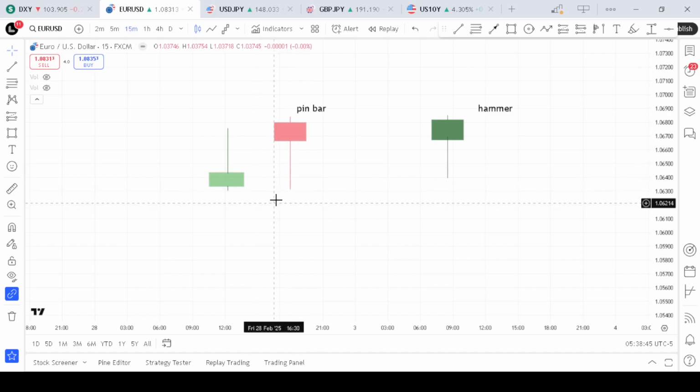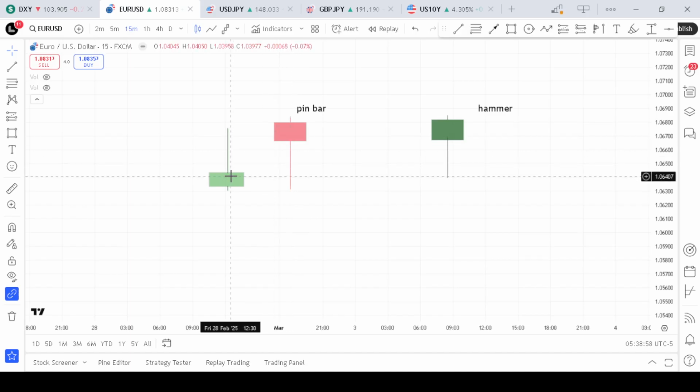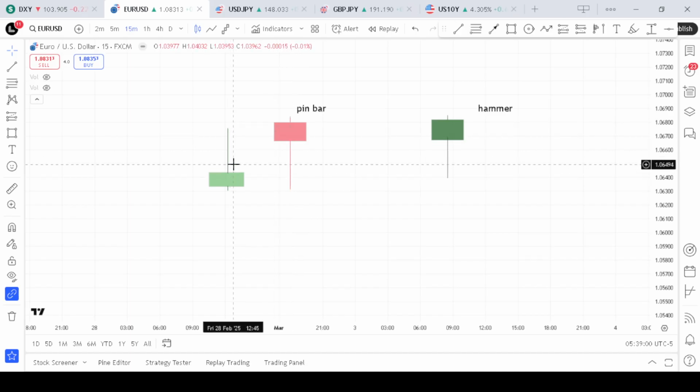The bullish pin bar is formed at the end of a downtrend, suggesting a possible upward reversal, while the bearish pin bar is at the top of an uptrend and might signal a potential downtrend reversal.